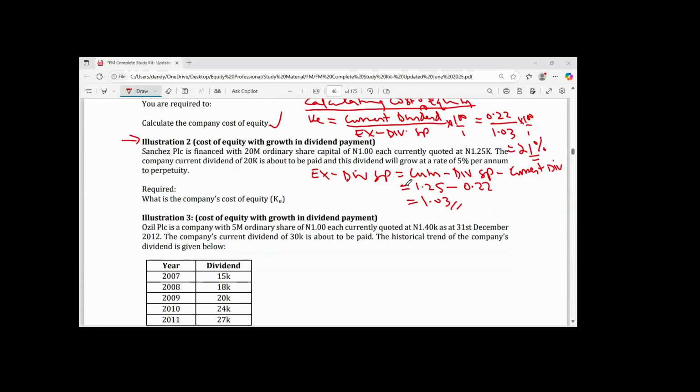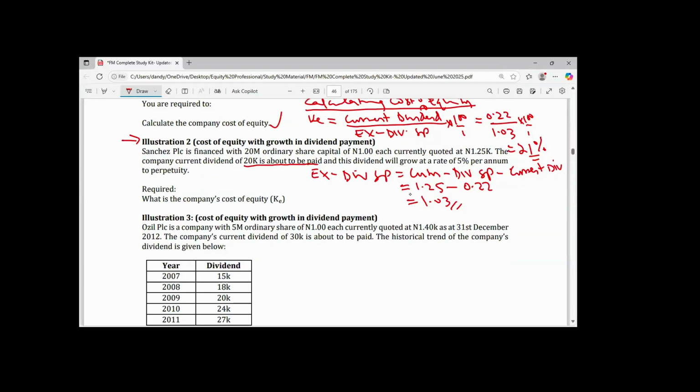Yes, the second illustration. This particular illustration wants to test cost of equity with growth in dividend payment. All right, let's look at it together. Sanchez PLC is financed with 20 million ordinary share capital of ₦1 each, currently quoted at ₦1.25. The company's current dividend of 22 kobo is about to be paid. If I'm the one reading this on the day of the exam, I will just underline "is about to be paid."